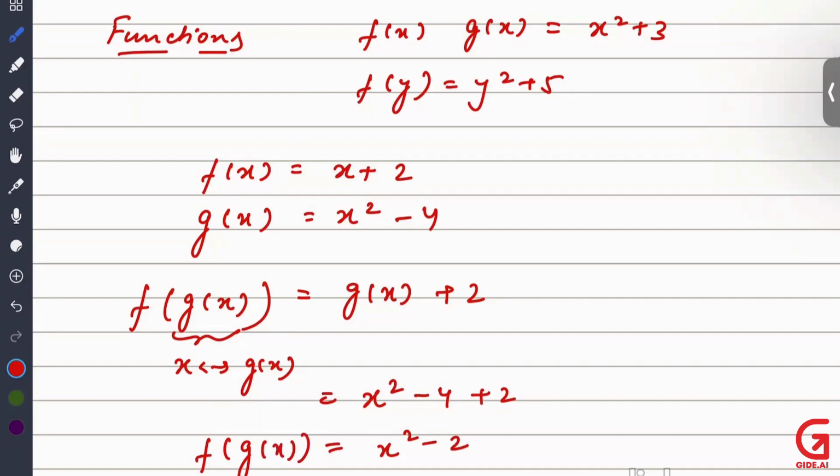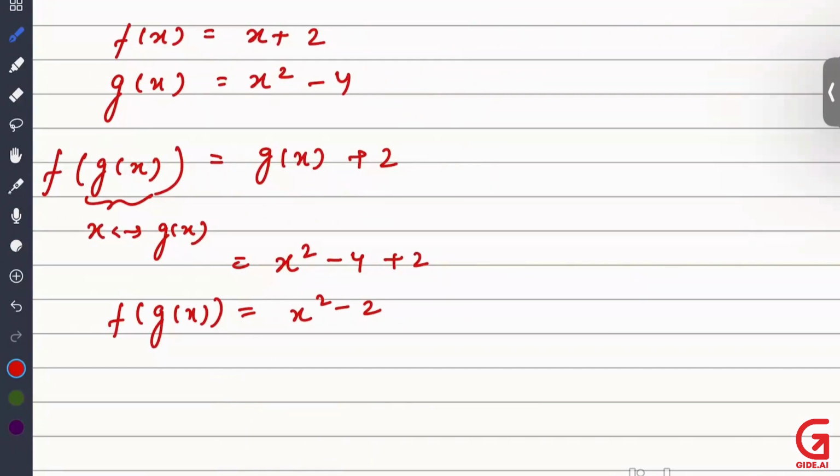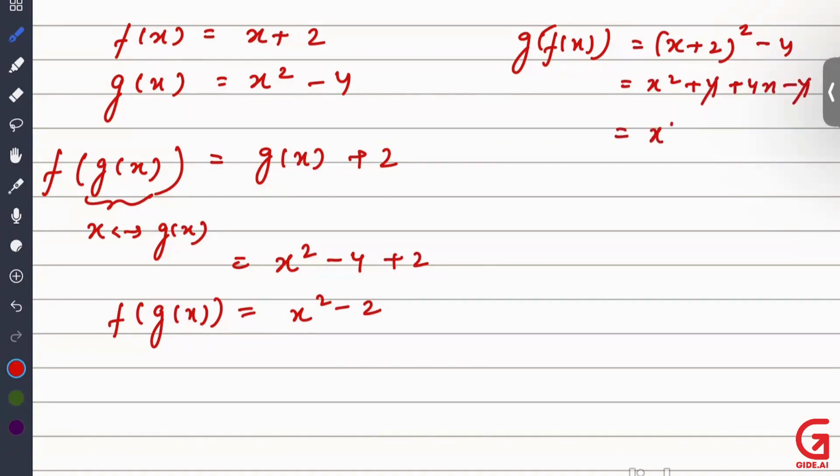What is f(g(x))? It is when you replace x with g(x). Let's say I want to write g(f(x)). Now, what would be g(f(x))? You replace x with f(x) in g. So (x + 2)² - 4, and this would be x² + 4x + 4 - 4, the 4s cancel, so x² + 4x.